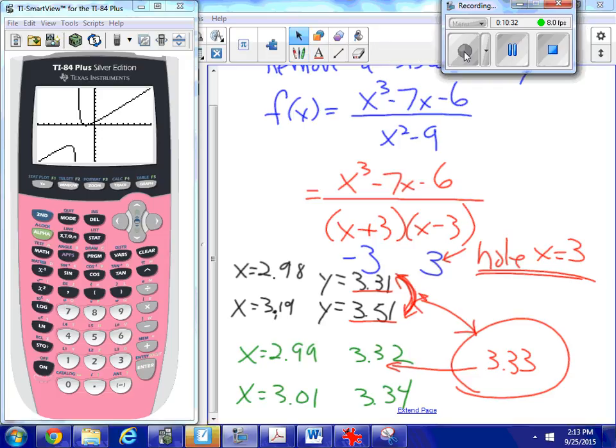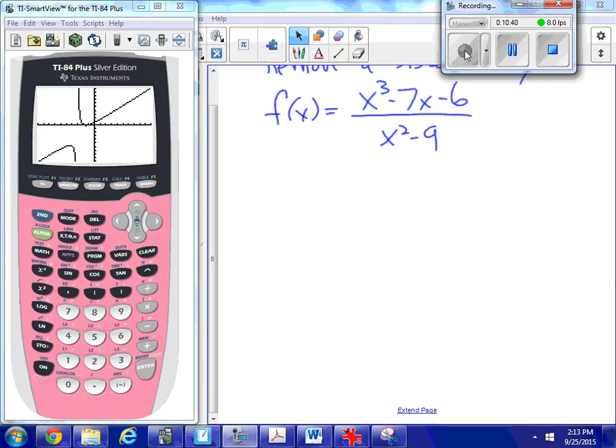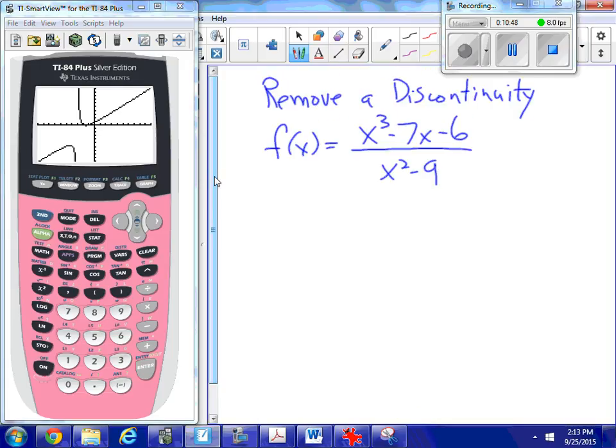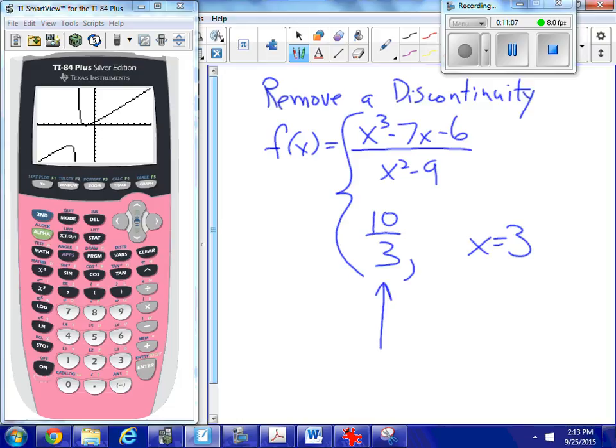So how do I rewrite this function now to remove this particular discontinuity? Well, what I'm going to do is this. I'm going to turn this function into a piecewise function. So I'm going to go f of x is equal to this top part right here, and it is equal to 10/3 where x is equal to 3. So I removed that discontinuity by putting in the exact value needed, the exact y value, to fill the hole in that graph.